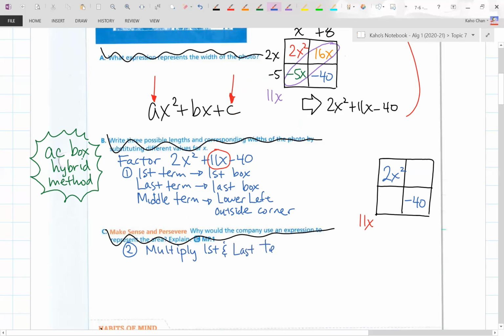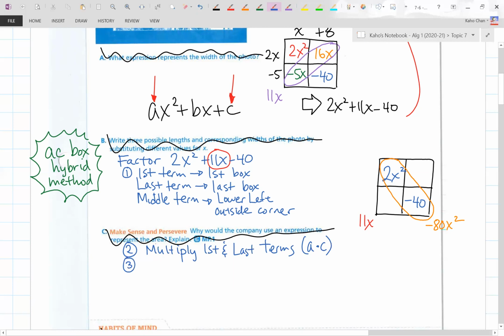This is the part where we call it the A times C. In this case, we're multiplying it this way in the box. And when you multiply it, write that particular product right here in the lower right-hand corner. 2 times negative 40 is negative 80x squared. Okay. Step 3 is next.